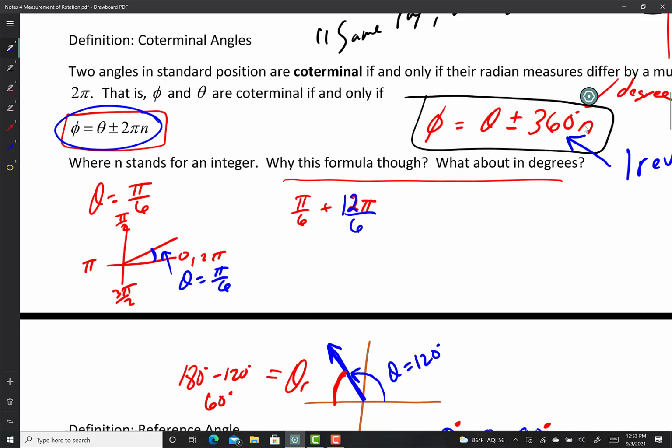I just did common denominator, guys. Just multiply by 6 over 6. Cool? Okay. 12 plus 1, 13. So 13 pi over 6. 13 pi over 6 is coterminal.